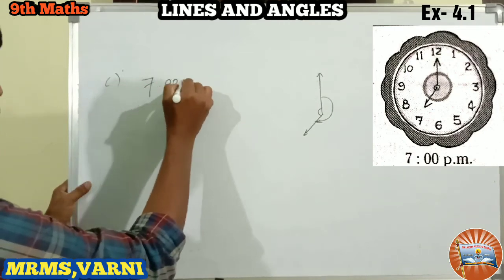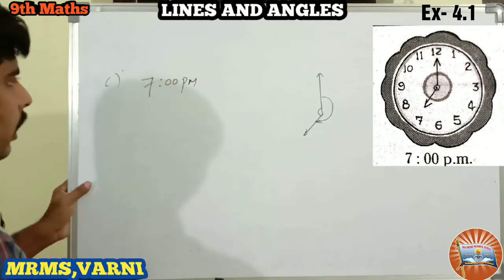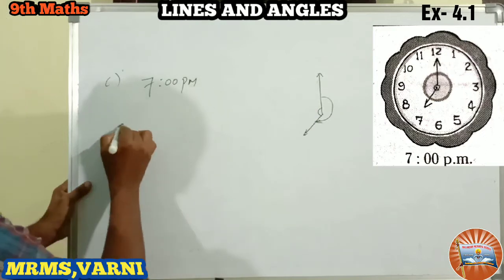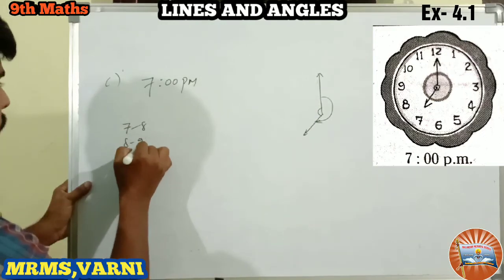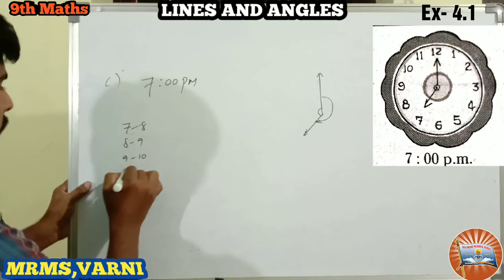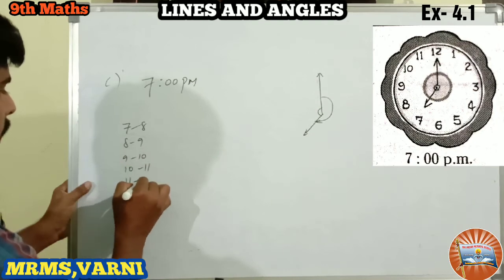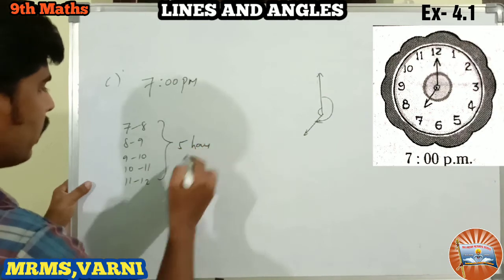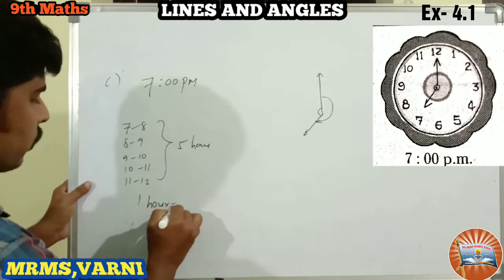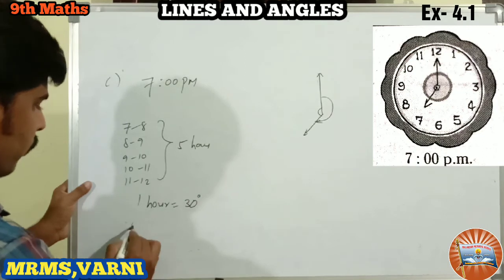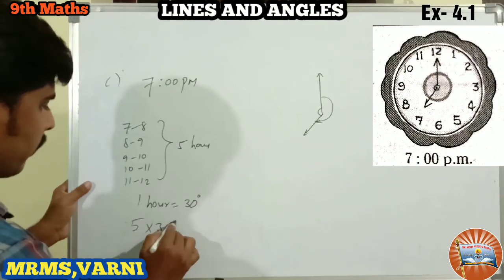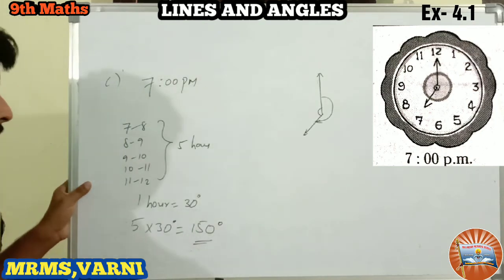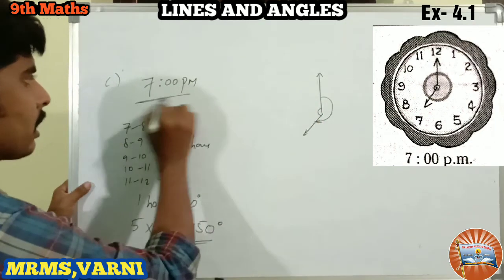7 p.m. If you count in this direction, 7 to 8, 8 to 9, 9 to 10, 10 to 11, 11 to 12, how many hours? 5 hours. 1 hour is equal to 30 degrees, so 5 hours is 5 into 30, that is 150 degrees. So 150 degrees is the angle when the time is 7 p.m.